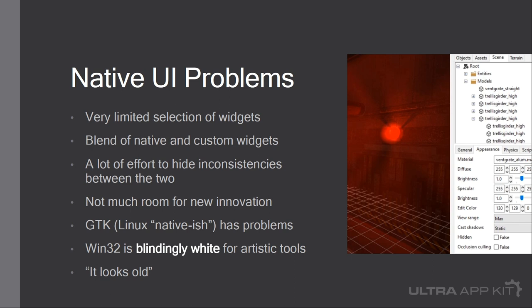With the native approach, I discovered some problems along the way. First of all, there's a very limited selection of widgets. For example, Win32 doesn't actually have a draggable tree view display, so you end up having to create your own custom items, and you spend a lot of time trying to hide the inconsistencies between the custom elements and the native elements. As a result, there's just not a lot of room for new innovation. If I implement some kind of new widget into the interface, I have to do it three times in order to get it to look right on Mac, Linux, and Windows.